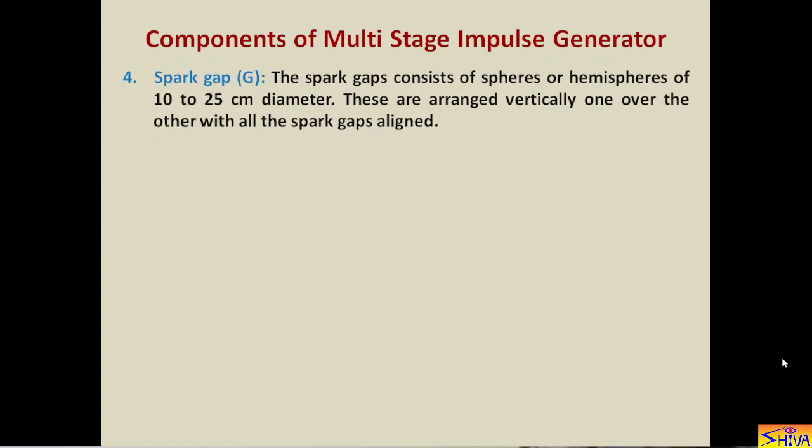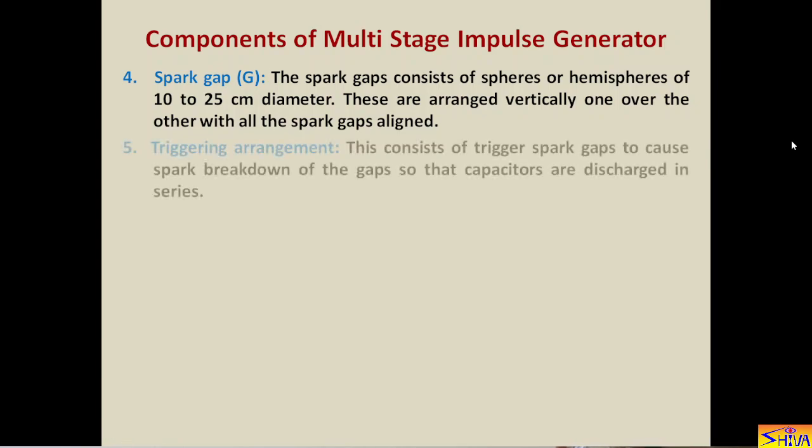The next component is the spark gap. The spark gaps consist of spheres or hemispheres of 10 to 25 centimeter diameter. Why spheres or hemispheres? Because in the case of spheres or hemispheres, the voltage distribution, that is the electric field, is uniform. So we want to maintain the uniformity of the electric field, therefore we use either spherical or hemispherical electrodes as the spark gap arrangement. These are arranged vertically one over the other with all the spark gaps aligned. Alignment is necessary so that there will be uniform breakdown of the voltage for all the spark gaps.